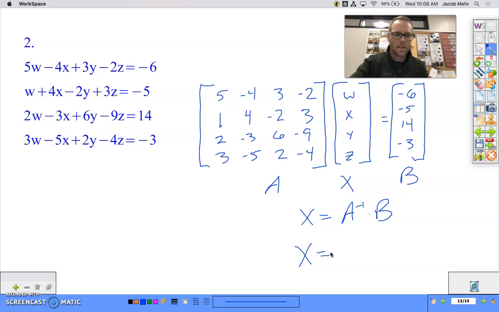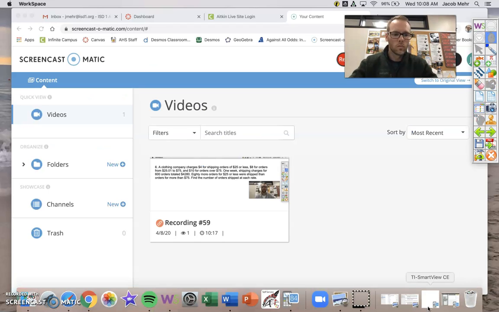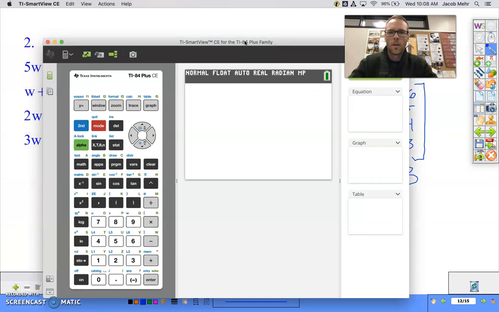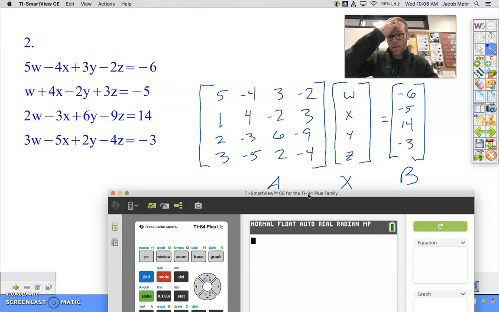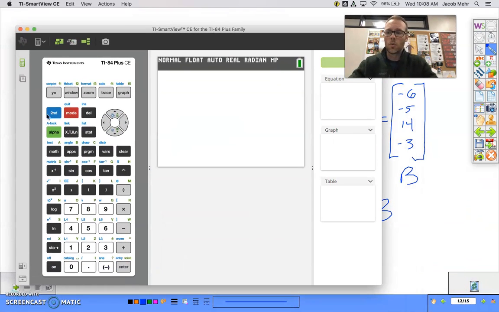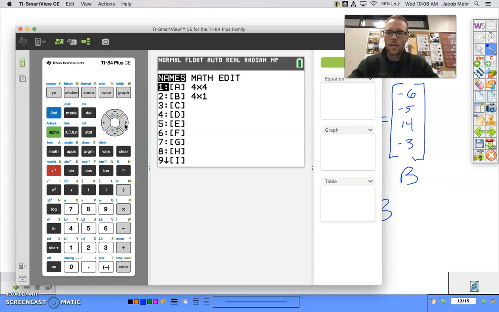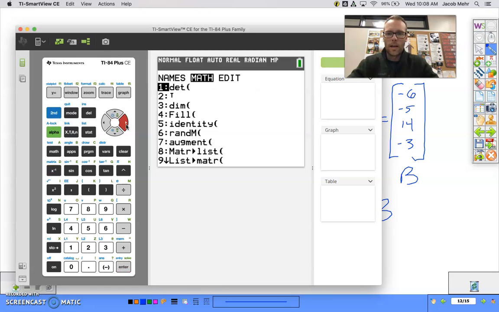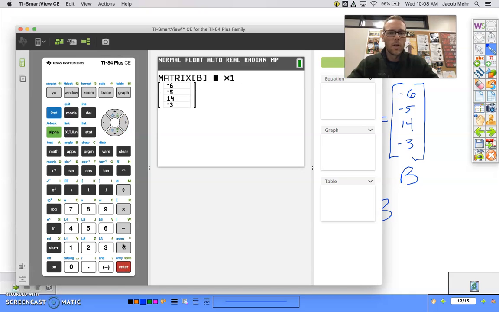So X equals, well, now we just grab our calculator. There it is. Now, just to save you the pain of watching me type this in, I've already put these two matrices in. I'll just show you where they are. Second matrix, edit. I made matrix A a 4 by 4, and I put in our coefficient matrix. Then second matrix, I edited matrix B. I changed it from a 2 by 1 from the last problem to a 4 by 1, and I put in our -6, -5, 14, -3. I quit out of that.